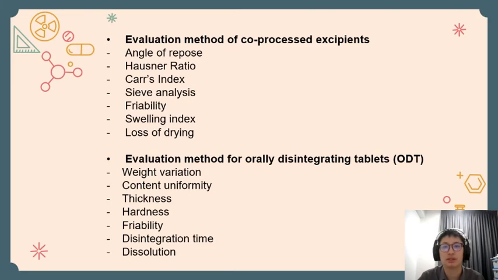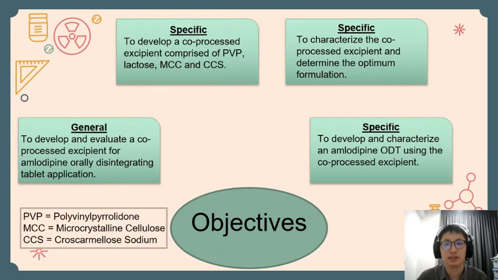The ODT will be evaluated by weight variation, content uniformity, thickness, hardness, friability, disintegration time, and dissolution test. The specific objectives are to develop a co-processed excipient comprised of PBP, lactose, MCC, and CCS, characterize the co-processed excipient and determine the optimal formulation, and develop and characterize an amlodipine ODT using the co-processed excipient.